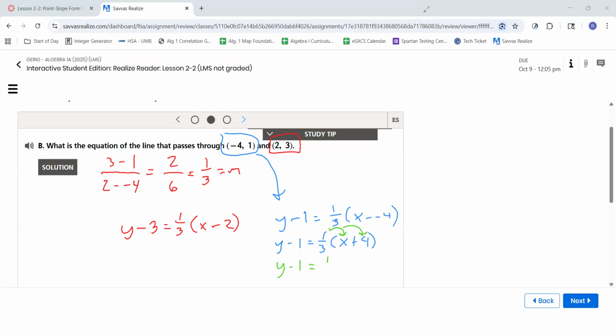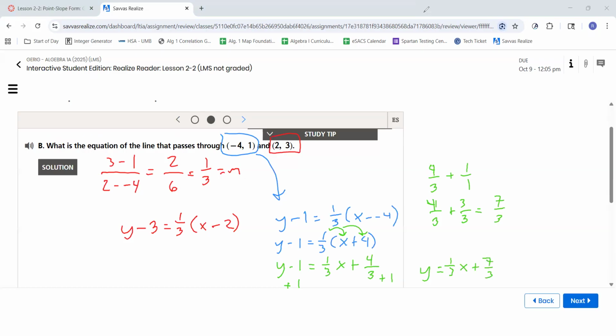Y minus 1 equals 1/3 x plus 4/3. 1 times 4 divided by 3 is just 4/3. I'm going to add 1 to both sides. So now I'm going to go over here and do 4/3 plus 1 over 1. Common denominator is what I need. So 4 over 3 plus 3 over 3 is 7 over 3. So my final equation here is y equals 1/3 x plus 7 over 3.